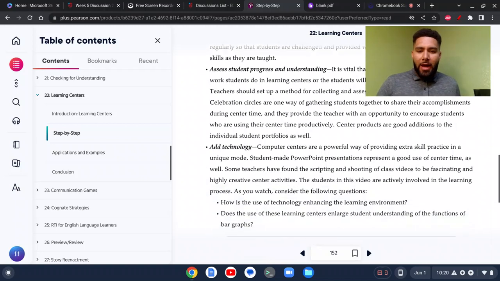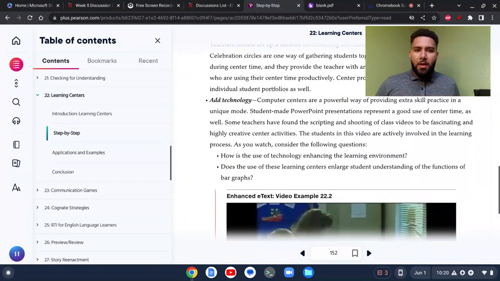Okay, and adding technology, if you can incorporate a station to have technology where students can learn about the topic digitally, it'll make that learning center a little bit more powerful than the others.